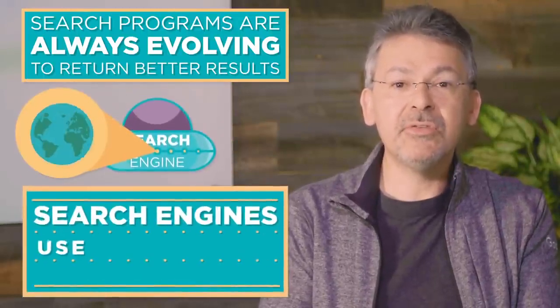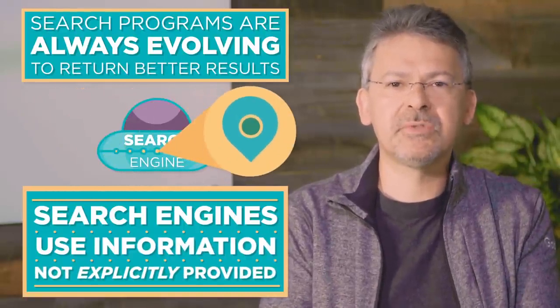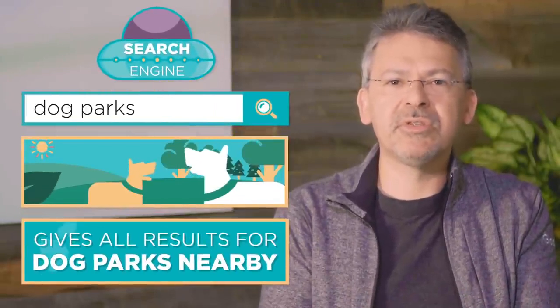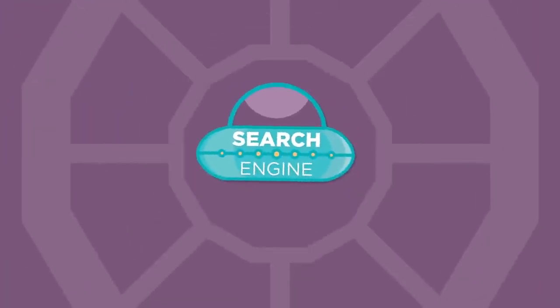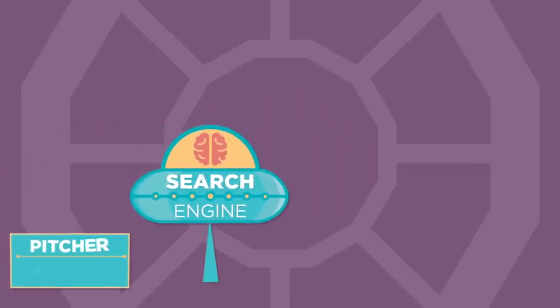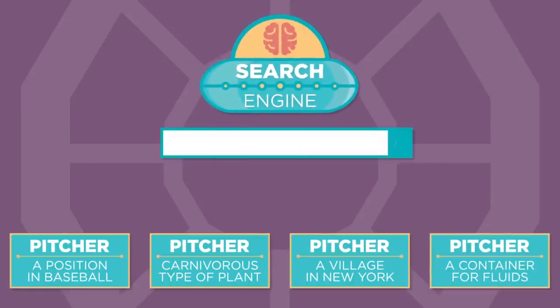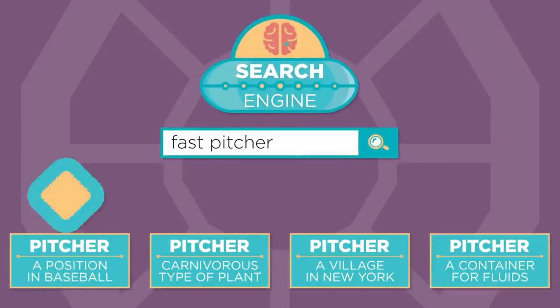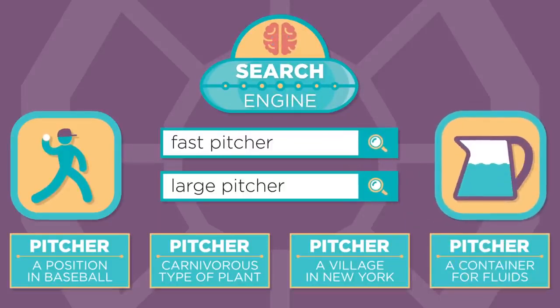Today's search engines even use information that you haven't explicitly provided to help you narrow down your search. So for example, if you did a search for dog parks, many search engines would give you results for all the dog parks nearby, even though you didn't type in your location. Modern search engines also understand more than just the words on a page, but what they actually mean in order to find the best one that matches what you're looking for. For example, if you search for fast pitcher, it will know you're looking for an athlete. But if you search for large pitcher, it will find you options for your kitchen.